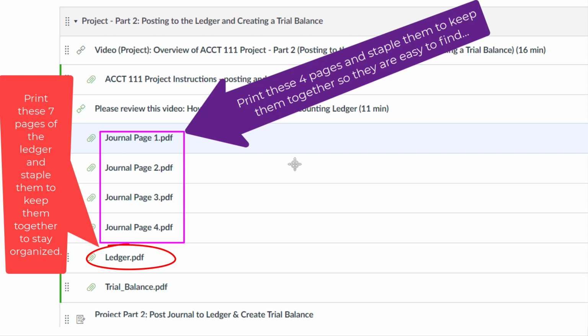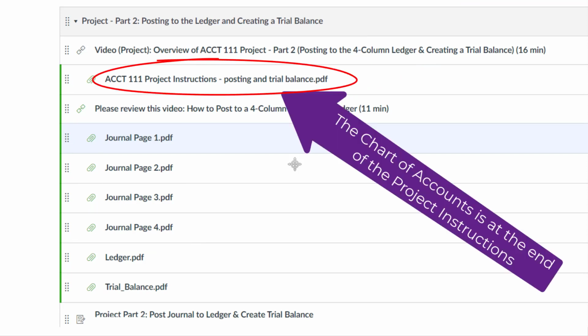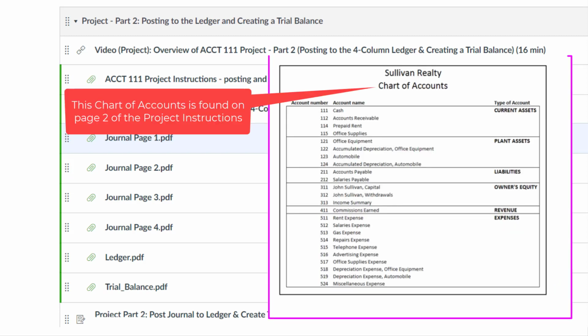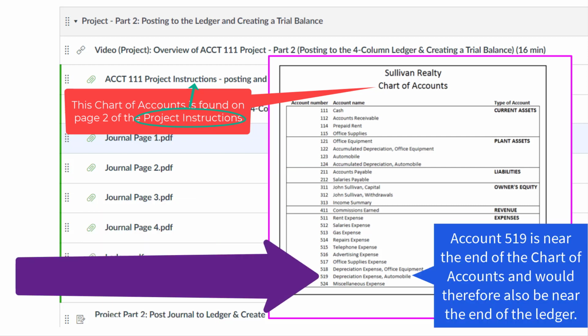And if you're trying to find the location of accounts in the ledger, if you open up the posting instructions here and scroll to the very bottom, we see our chart of accounts. So if you're looking for the office supplies account, notice it's the 4th account. It's account number 115. And notice that the accounts go by account number. So if you're looking for account 519, you know that's down here at the bottom of the list. So that would be at the end of your ledger.